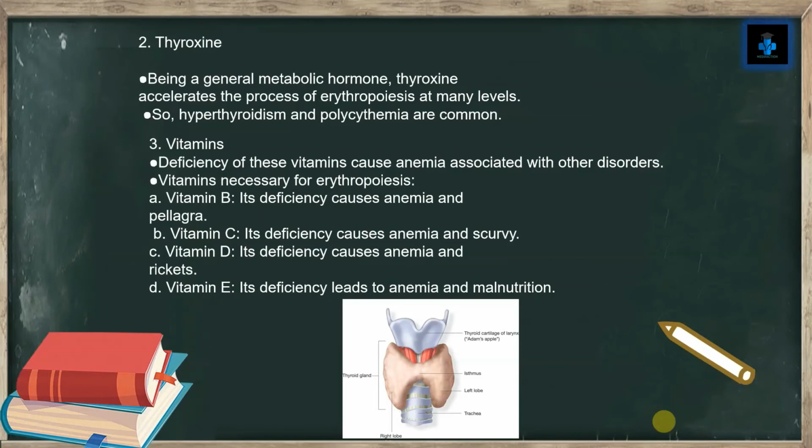Number 2 is thyroxine. Being a general metabolic hormone, thyroxine accelerates the process of erythropoiesis at many levels. So, hyperthyroidism and polycythemia are common. 3. Vitamins. Deficiency of these vitamins causes anemia associated with other disorders. Vitamin B: its deficiency causes anemia and pellagra. Vitamin C: its deficiency causes anemia and scurvy. Vitamin D: its deficiency causes anemia and rickets. Vitamin E: its deficiency leads to anemia and malnutrition.